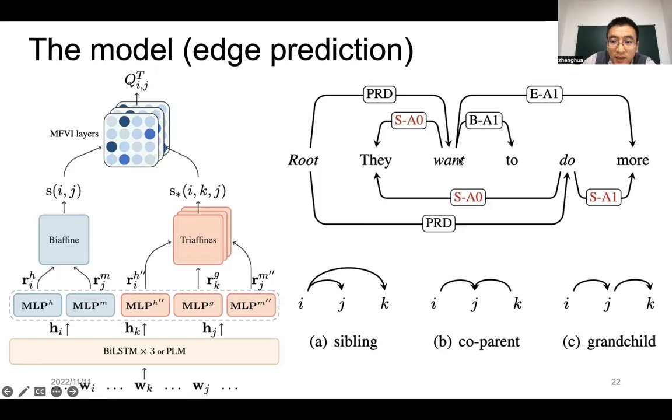Sibling means the two words modify the same word. You can see this one is very important because multi-word arguments have such a pair, so it gives us useful information for them. The second one is co-parent, which means, for example, a word has two parents, one is want, one is do. In this case, the word is an argument, maybe part of the argument for two predicates. And the third is grandparent: root to predicate, then to argument.